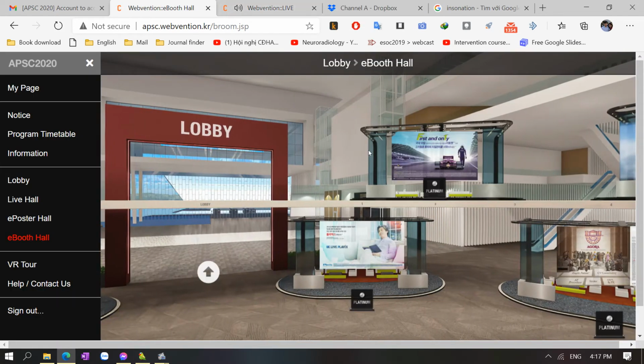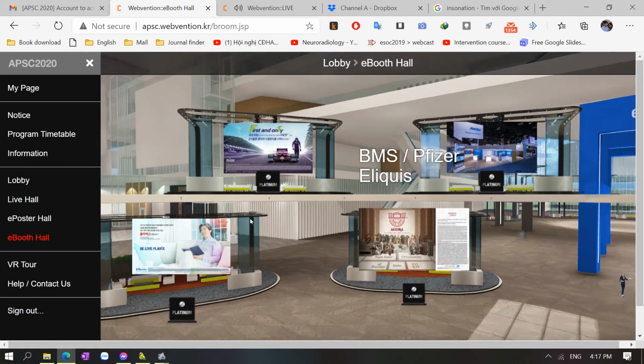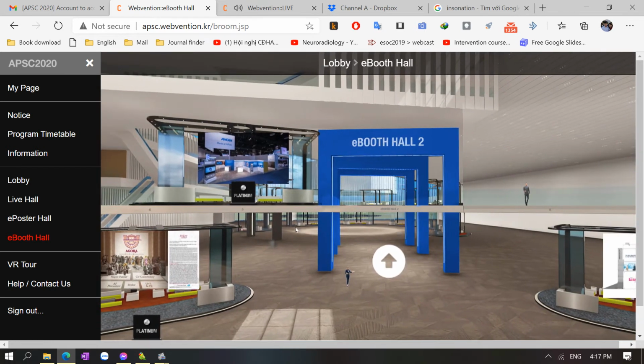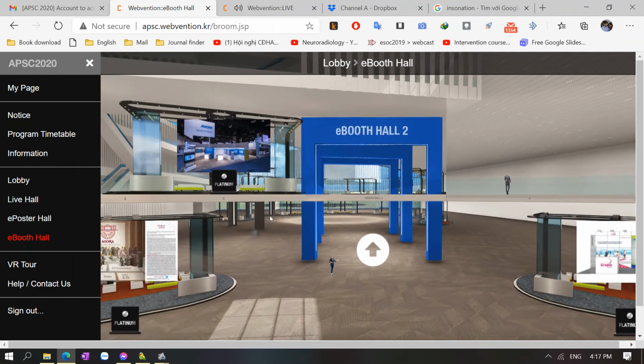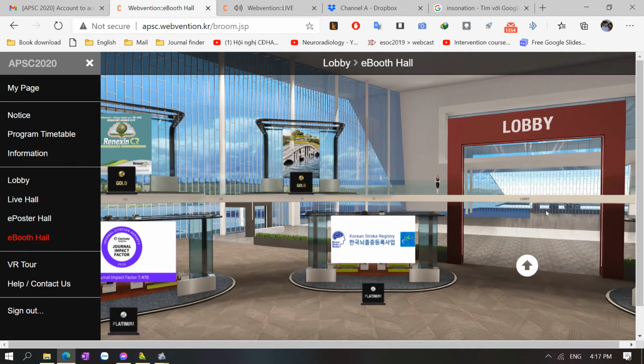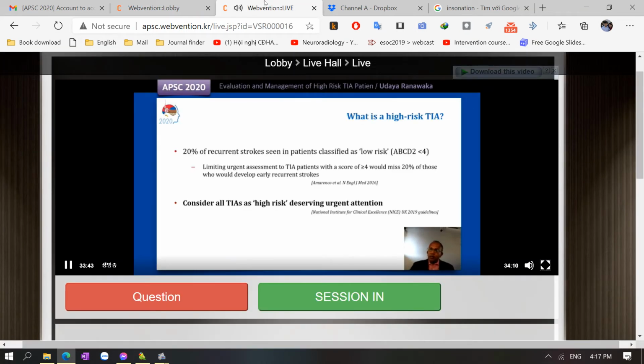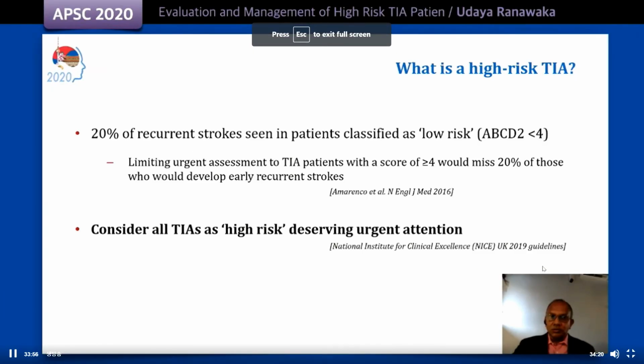But there's a catch here. The new data has also shown us that about 20% of strokes following a TIA are in patients who were classified as low risk with ABCD2 score of less than 4. So therefore, we cannot wait and delay the evaluation and management of low-risk patients because they, like many others, can be at a high risk of strokes. So what is now recommended is that we should consider all TIAs as high risk, deserving urgent attention.